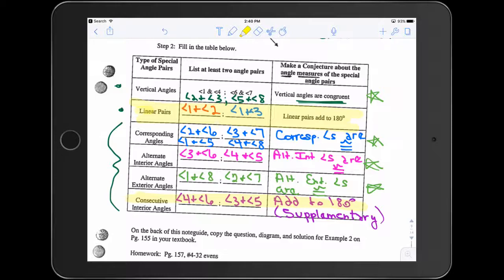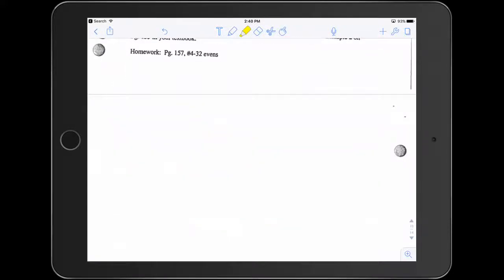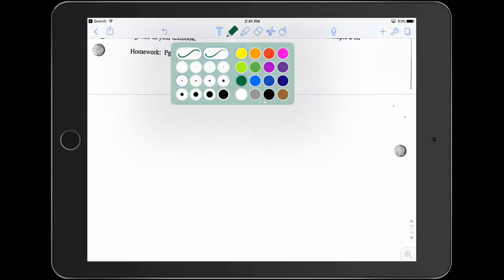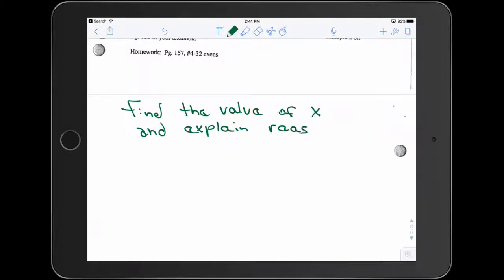Okay, so let's look at the bottom here. It says, on the back of this note guide, copy the question in diagram 2 in the book. Here's the thing, though. I'm just going to cut to the chase and give you the problem right here for your viewing pleasure, so you don't have to track down that book. Example 2 says, find the value of x and explain your reasoning. And that's an important part of this.